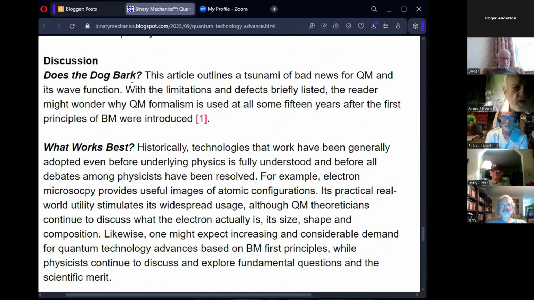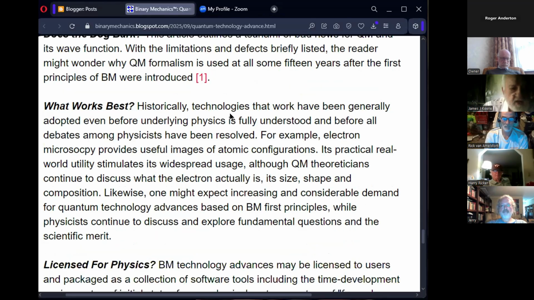This article outlines a tsunami of bad news for quantum mechanics and its wave function. With the limitations and defects briefly listed, and yes, I was very brief above, the reader might wonder why quantum mechanics formalism is used at all some 15 years after the first principles of binary mechanics were introduced.